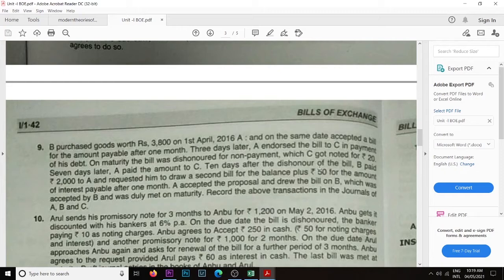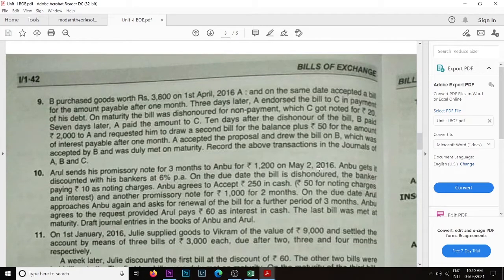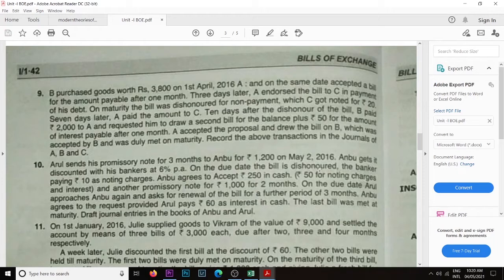Arul sent his promissory note for 3 months to Anbu, 1,200 on May 2016. Anbu gets it discounted with the bankers at 6% per annum. On the due date, bill is dishonored. The banker pays ₹10 as noting charges. Anbu agrees to accept ₹250 in cash, 50 for noting charges and interest, and another promissory note for ₹1,000 for 2 months. On the due date, Arul approaches Anbu again and asks for renewal of the bill for a further period of 3 months. Anbu agrees to the request provided Arul pays ₹60 as interest in cash. The last bill was met at maturity. In this problem, discount is there.